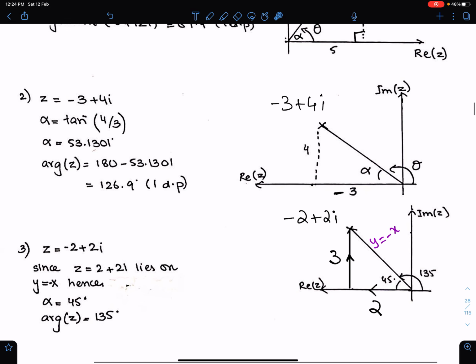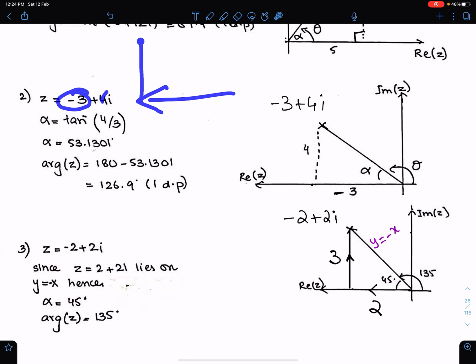Example 2. We have to find argument of this complex number. So first sketch it. Minus 3 means 3 units left, and 4i means 4 units up. So minus 3 is here and 4 is here. This is the rough sketch. So this complex number is here.